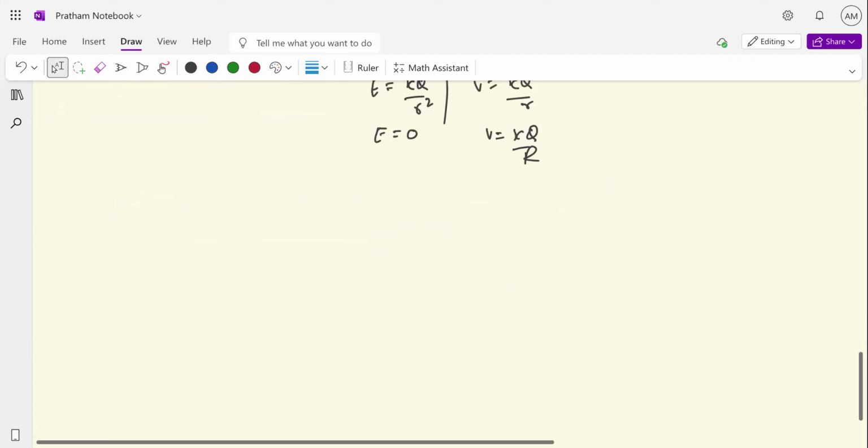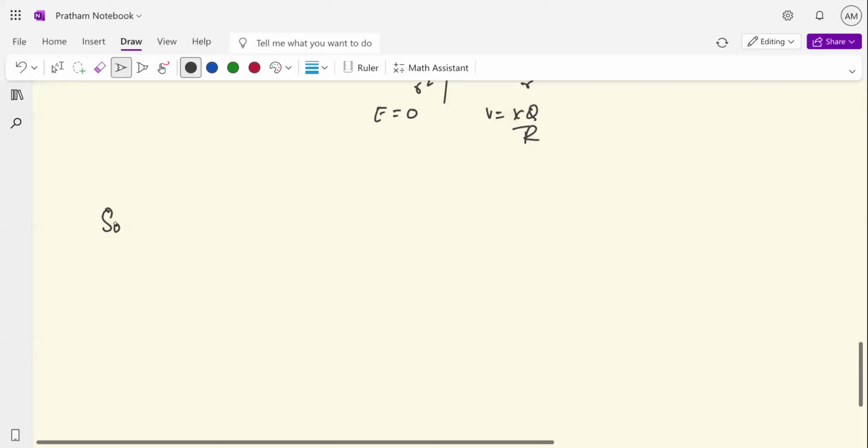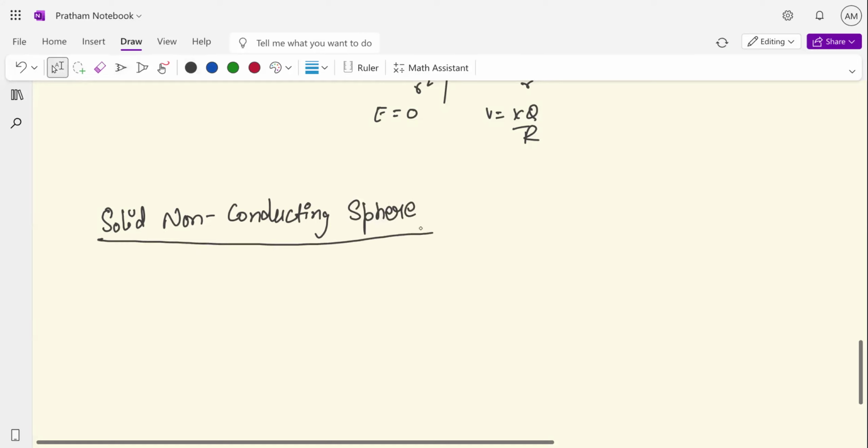Now there is a special case, which is the solid non-conducting sphere. Why does this go special? Because this is the only case where you have charges present even inside the circle, even in the core of it. Now, how should we calculate for this part? No idea, right?